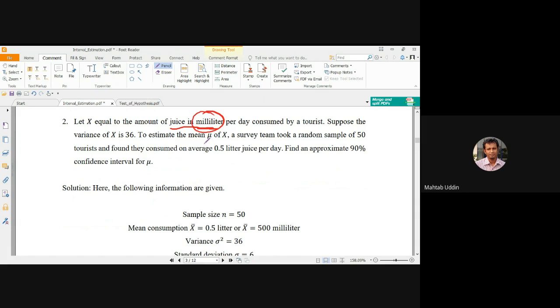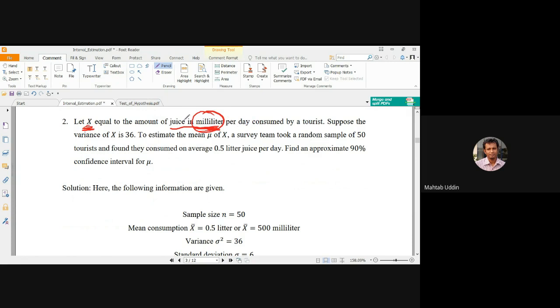I am taking this as milliliter as the unit. Since the milliliter is the unit, if everything is given in another unit, you should convert this to milliliter. Do you understand? This is the first priority. You have to consider the unit of x for the calculation throughout the math.